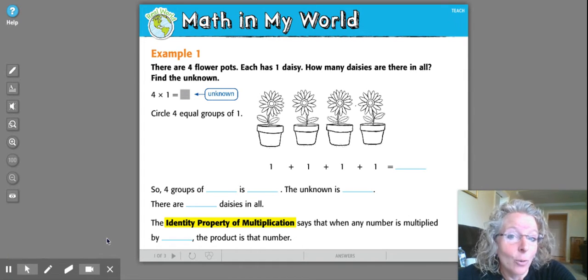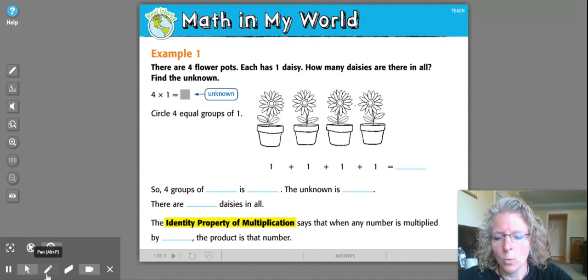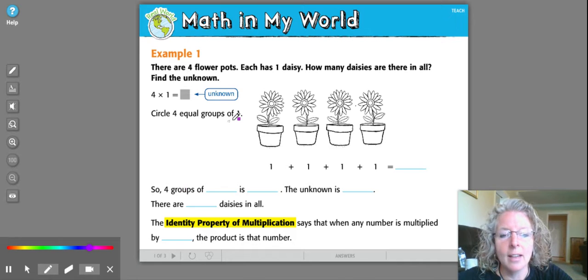It is not 0. You have to think of what number would not change the identity when it's multiplied. 8 times blank equals 8. Well, we're going to go ahead and take a peek at the example they gave us.